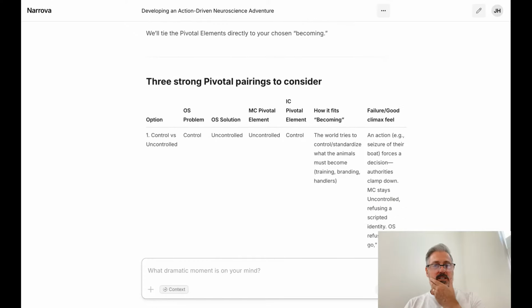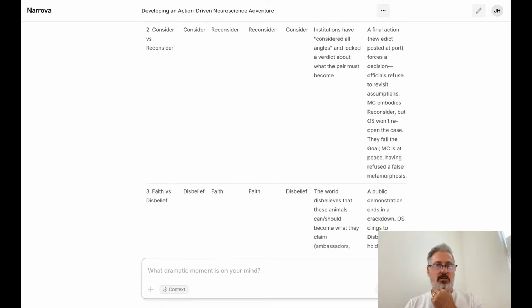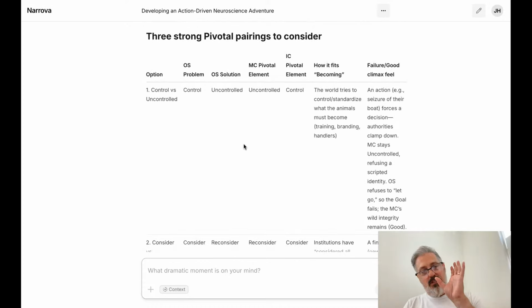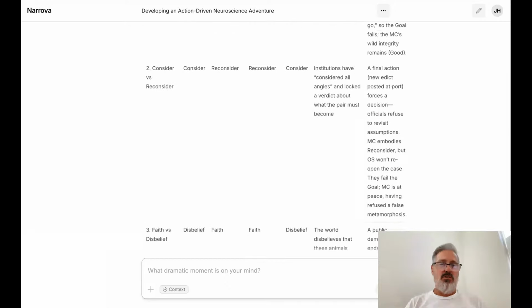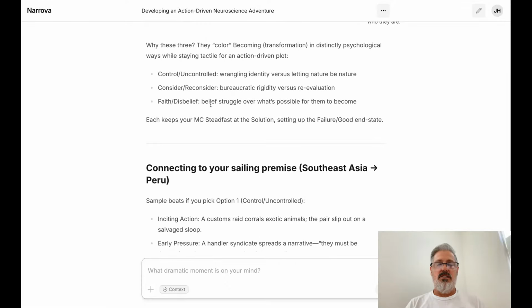So what it did is it looked at all the different sets of elements here. Because we're focusing on becoming, we have control versus uncontrolled. Consider these all elements or pairs that would have the same thematic integrity with the rest of the story that I've already created. So if we're talking about stowaways who are going to become legal citizens, they'll be discovered as stowaways and then they will become passengers by the end of it.